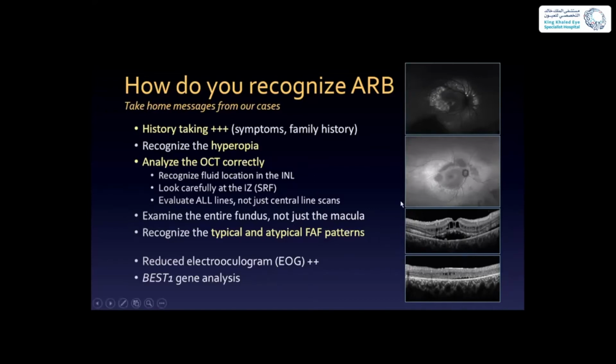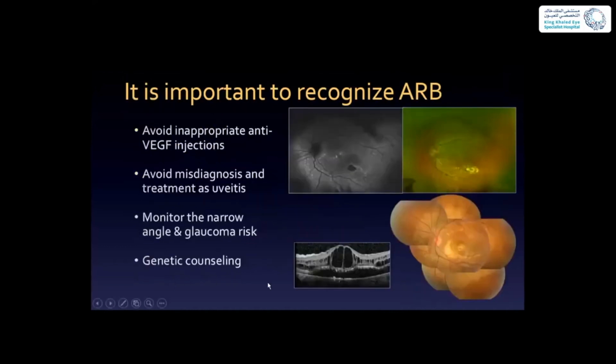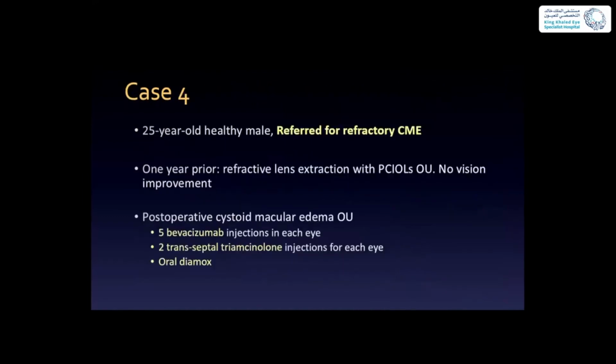and you need to recognize the autofluorescence pattern. To permit the diagnosis, you can do either an EOG or a BEST1 gene analysis. And it is important to recognize it because you would spare the patient anti-VEGF injections. You would avoid misdiagnosing them and treating them as uveitis. You can tell them that they are at risk of glaucoma and you need to monitor the angle, because they are really at risk of glaucoma by the time they reach the age of 45 or 50. Most of them have some glaucoma and you need to do genetic counseling.